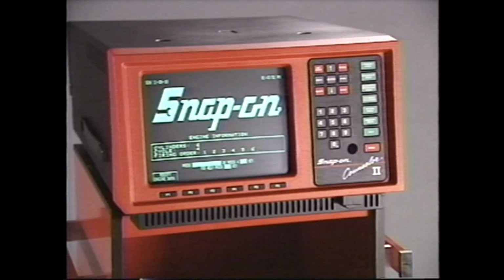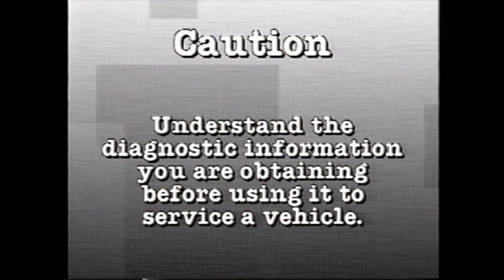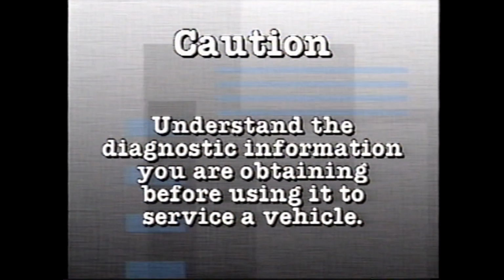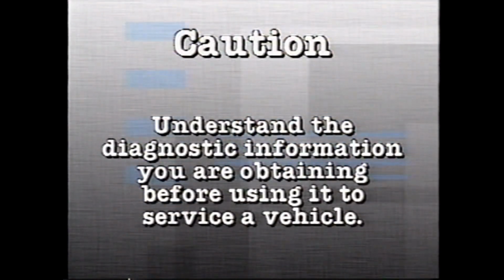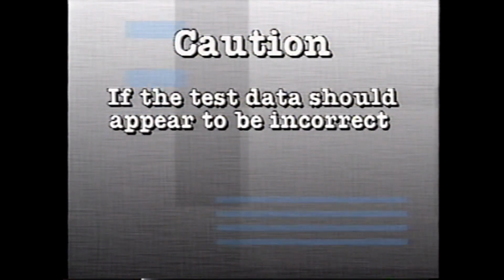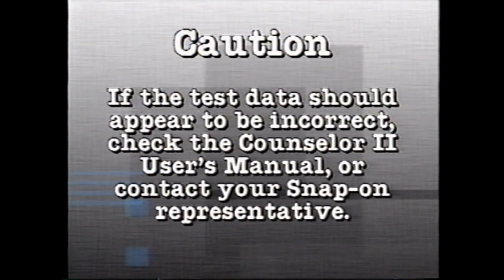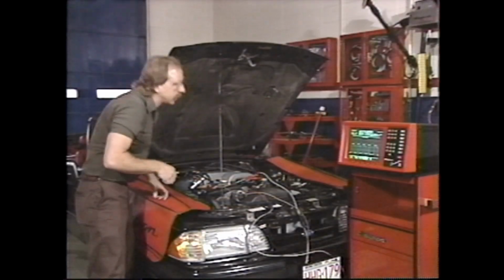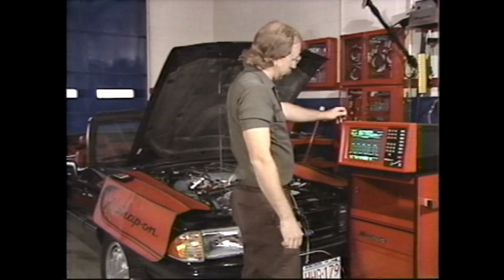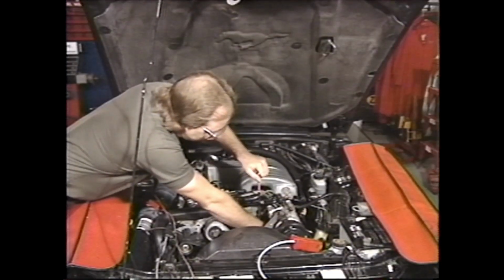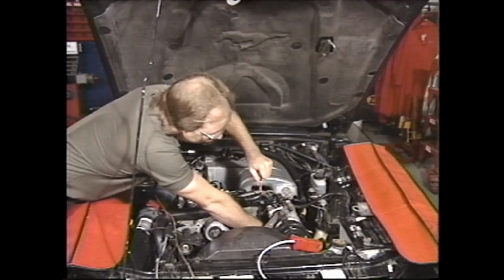The Snap-on Counselor 2 provides diagnostic information that can be used to alter the performance of the vehicle you're testing. Be sure you understand the meaning of the information you're obtaining, and that the information is correct before using it to service a vehicle. If test data should appear to be incorrect, check the Counselor 2 User's Manual or contact your Snap-on representative. With training and experience, you'll develop the skills needed to trace and identify engine problems, solve them fast, and keep your customers satisfied.